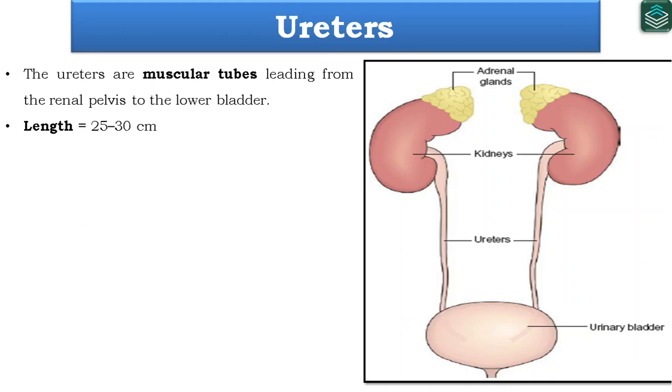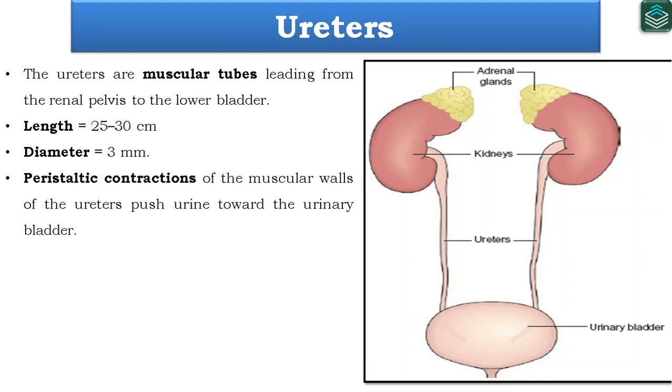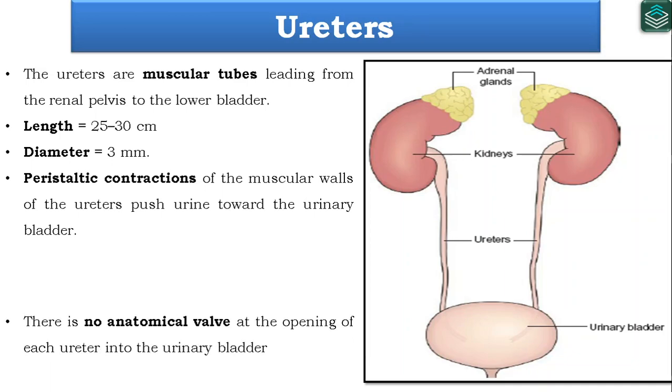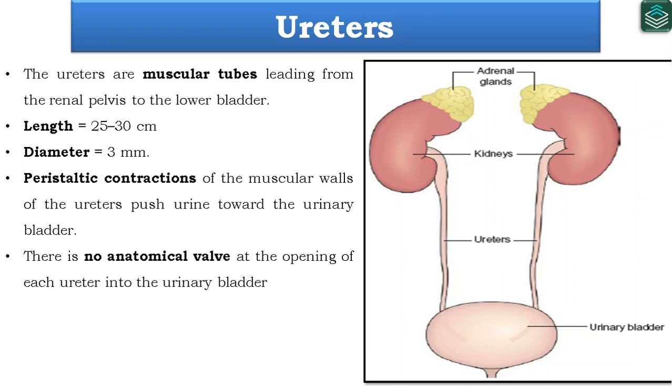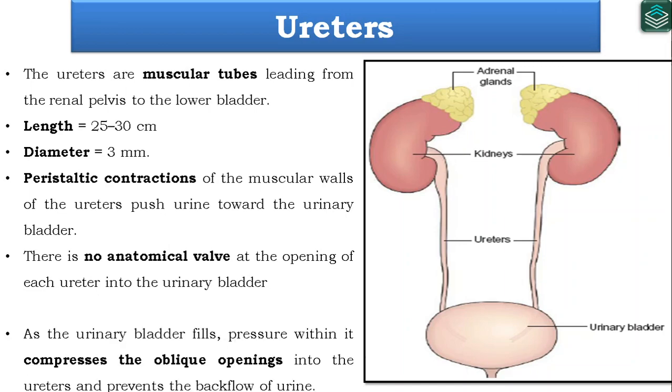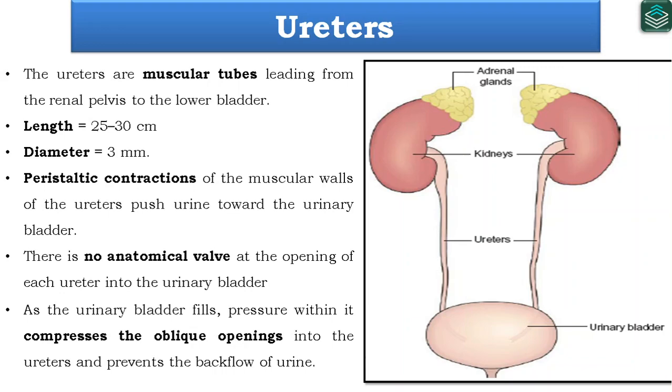These ureters have a length of 25 to 30 cm and a diameter of 3 mm. They show peristaltic contractions, because of which urine is pushed towards the urinary bladder. There is no anatomical valve at the opening of each ureter into the urinary bladder, but when the urinary bladder is filled, pressure within it compresses the oblique openings into the ureters and prevents the backflow of urine.